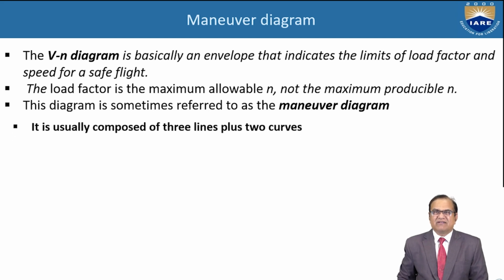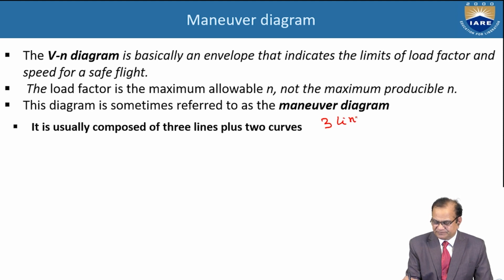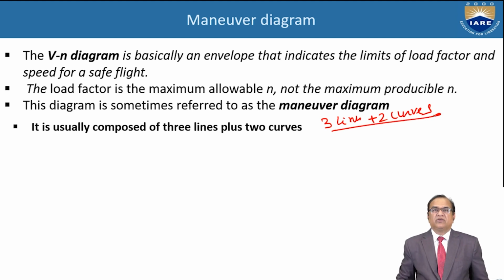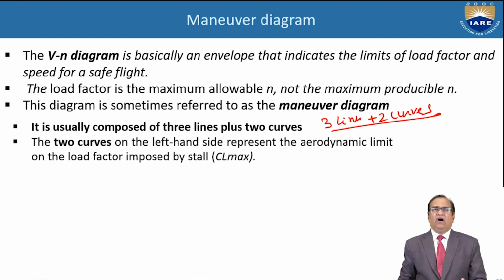It is usually composed of 3 lines plus 2 curves. So in this we have the 3 lines and the 2 curves, 5 lines in total. Out of that, 3 are straight lines and 2 are curves.